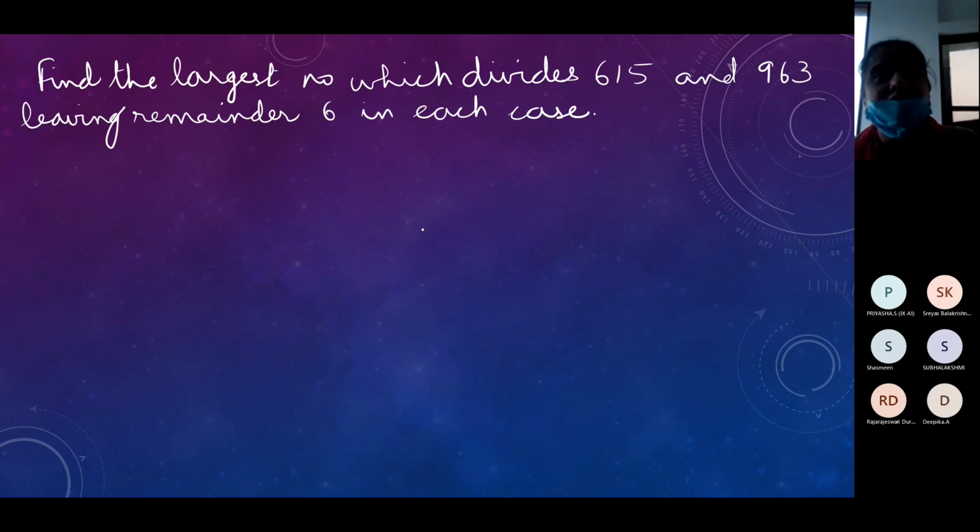So in this question, there is a word in the question which gives you the clue if you have to find the LCM or HCF.